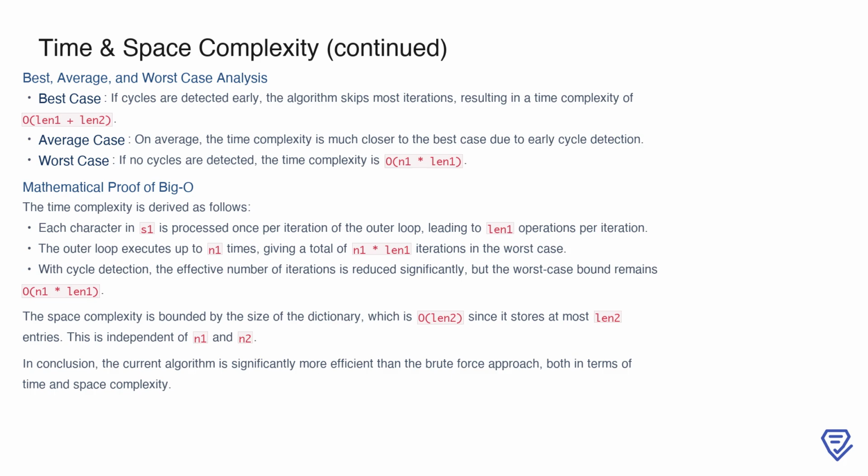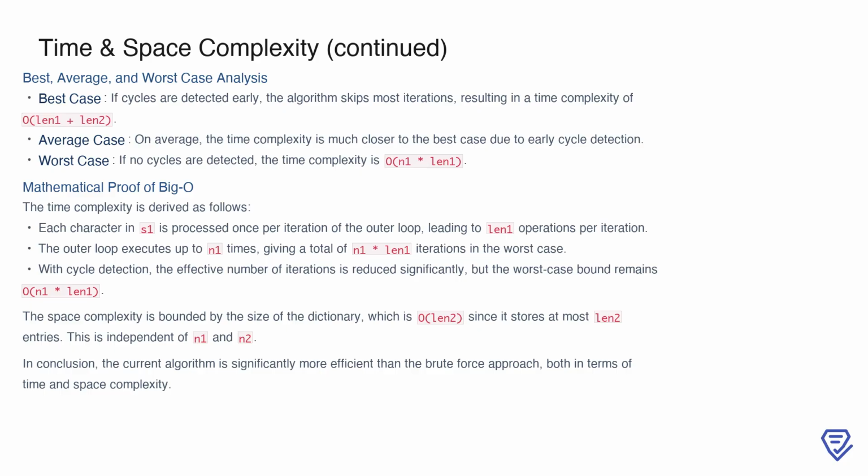To summarize the time complexity under different scenarios, the best case performance occurs when cycles are detected early. In this case, the algorithm avoids most of the iterations, resulting in a time complexity of O(len1 + len2). On average, the algorithm's performance is closer to the best case due to frequent early cycle detection. However, in the worst case, where no cycles are detected, the algorithm processes all n1 iterations of the outer loop, leading to a time complexity of O(n1 * len1).